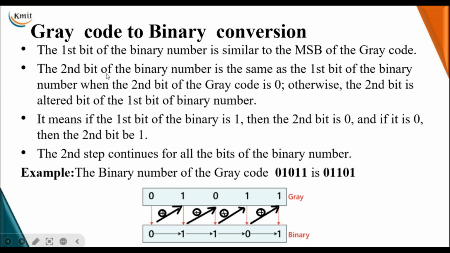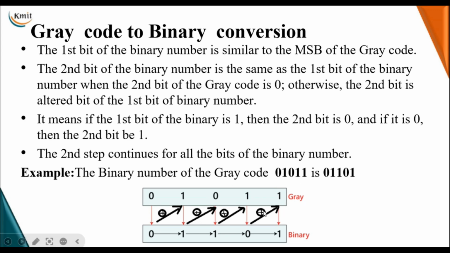And then to obtain the second bit of your binary number, we need to perform the exclusive OR operation between the first bit of your binary and the second bit of your gray code. If these two are different, you obtain a logical 1. If those two are the same, we obtain a logical 0. Now I'll explain this with an example. This procedure of converting to the equivalent binary is continued till you get your last bit.